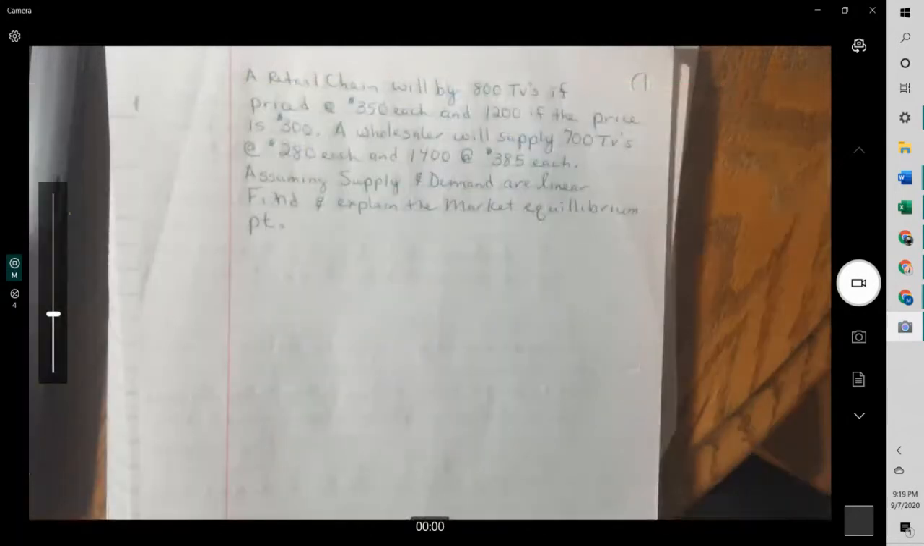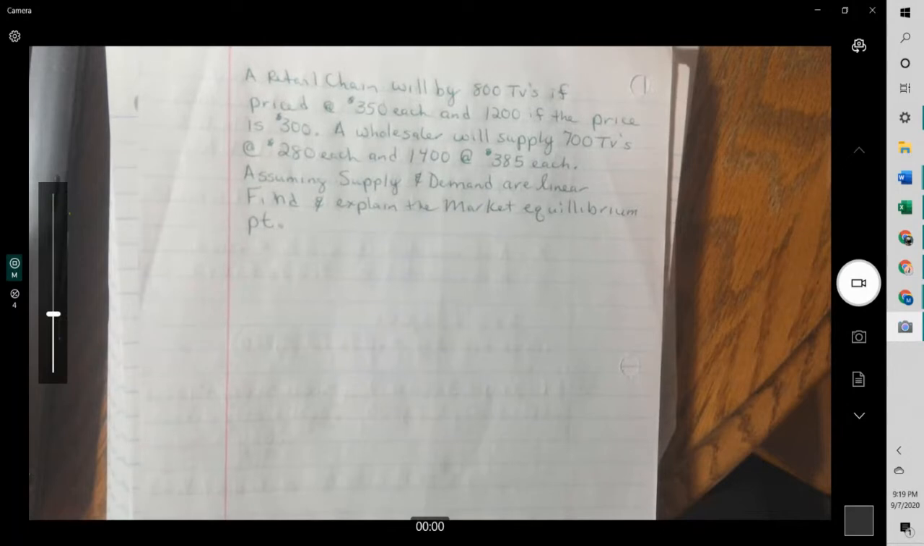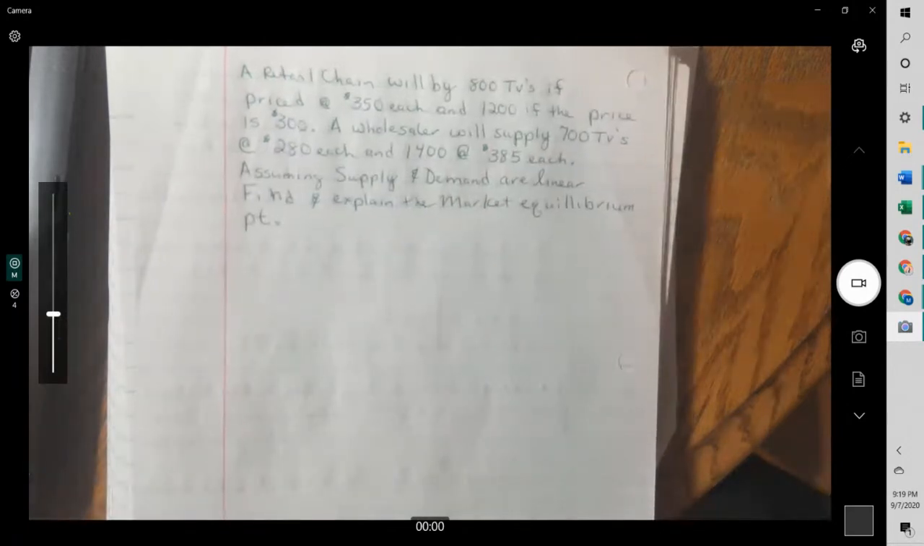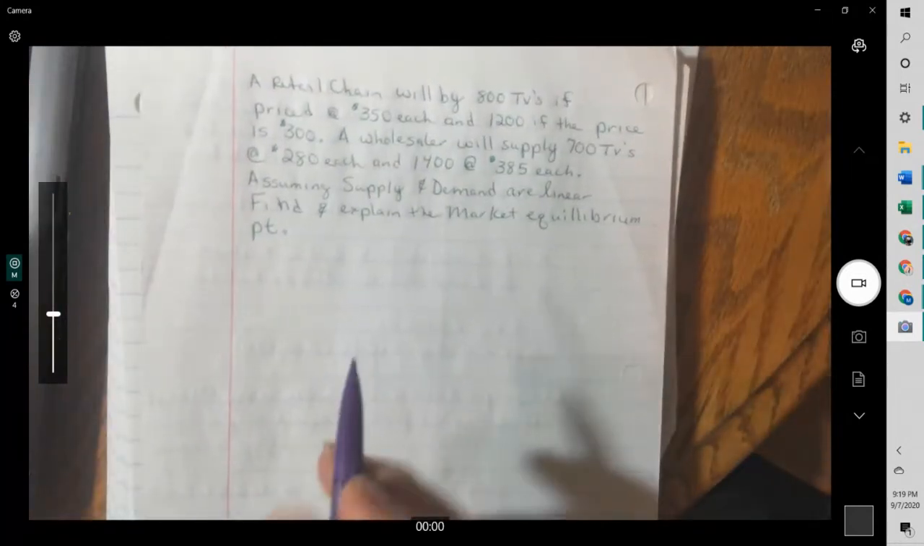A retail chain will buy 800 TVs if they're priced at 350 each, and 1,200 if it's priced at 300 each. A wholesaler will supply 700 TVs at 280 each and 1,400 at 385. Assuming supply and demand are linear, find and explain the market equilibrium point. Well, to find that, you need to find both equations. And they gave us a point for each.